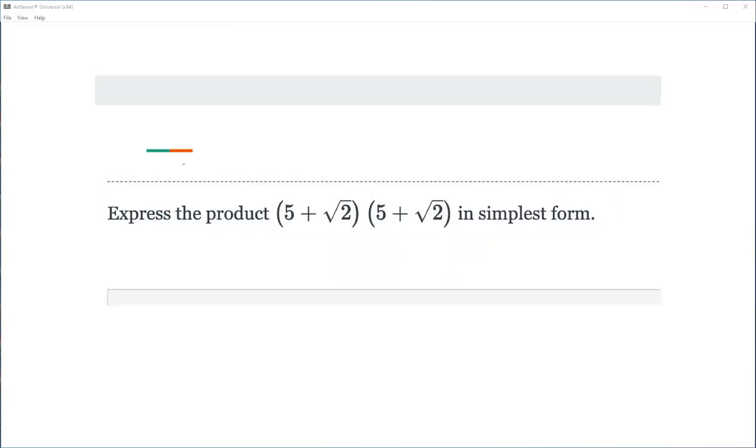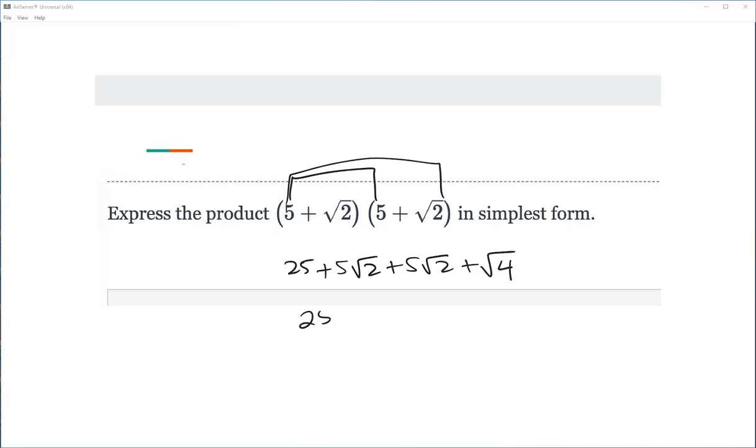Here we're just FOILing. All right, so this is 5 times 5 is 25. 5 times radical 2 plus 5 radical 2 plus radical 4. This is 25 plus 10 radical 2 plus 2. Final answer is 27 plus 10 radical 2.